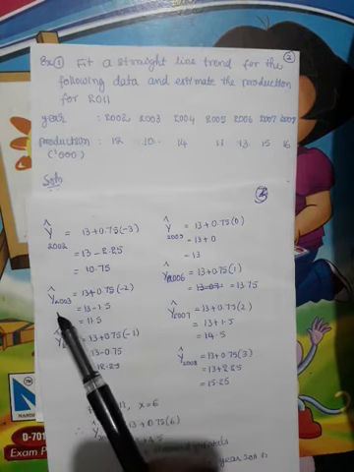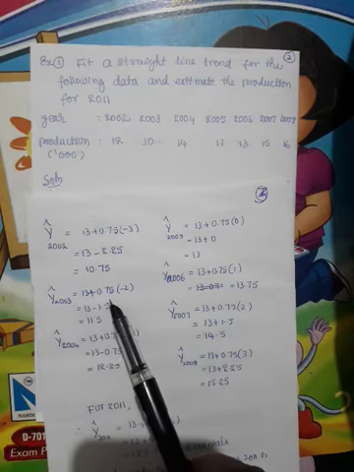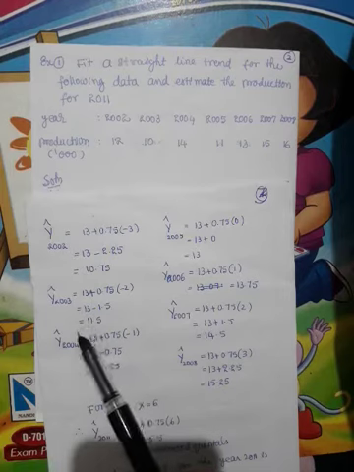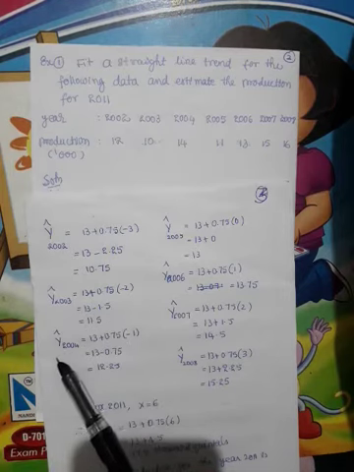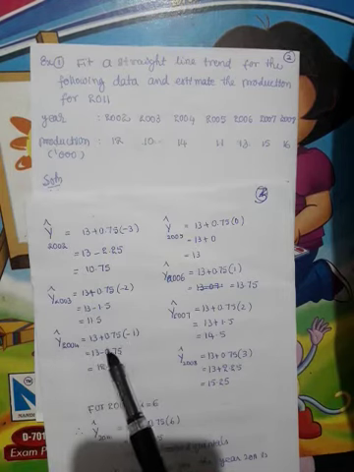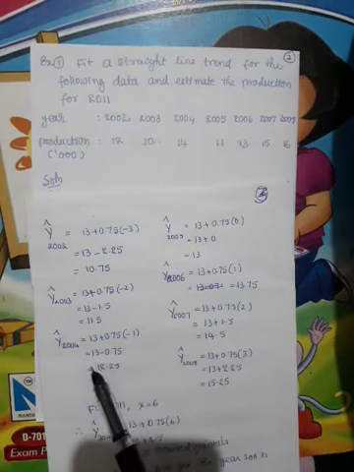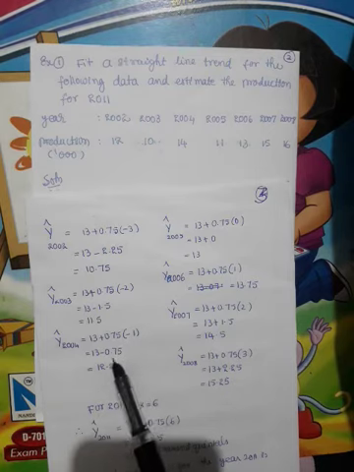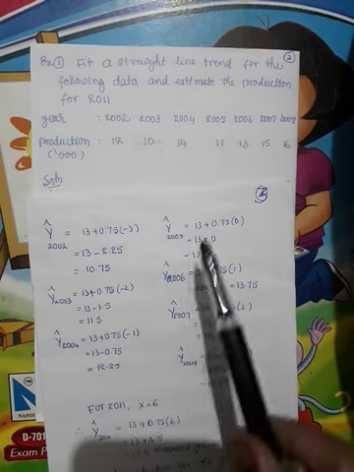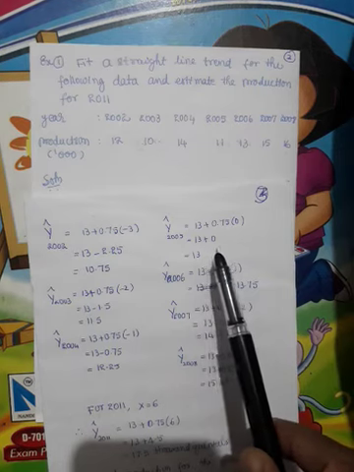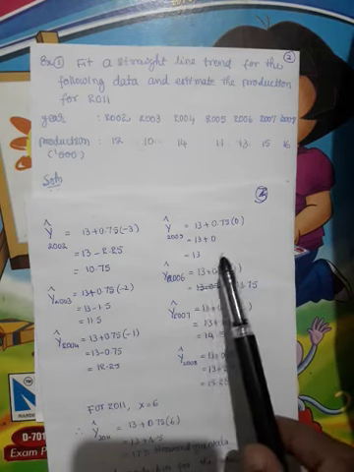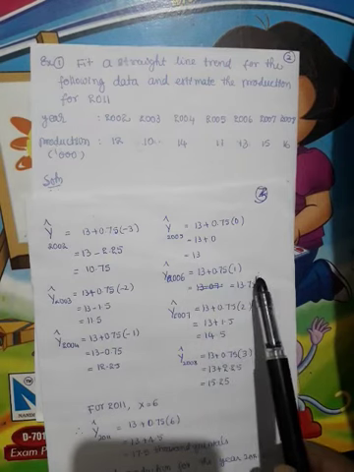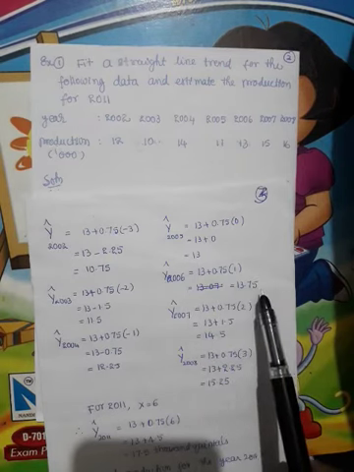So ŷ2003 is equal to 13 plus 0.75 into minus 2, that is equal to 13 plus minus 1.5, that is equal to 11.5. For ŷ2004, 13 plus 0.75 into minus 1, that is equal to 13 minus 0.75. After subtracting, you will get 12.25. ŷ2005 is equal to 13 plus 0.75 into 0, that is equal to 13. ŷ2006 is equal to 13 plus 0.75 into 1, that is equal to 13.75.